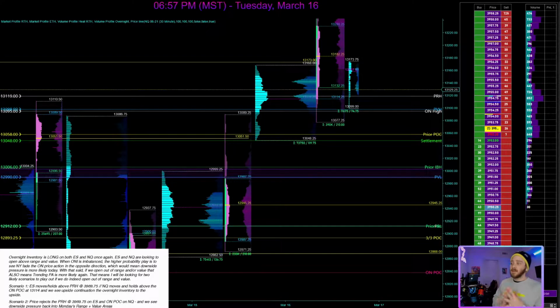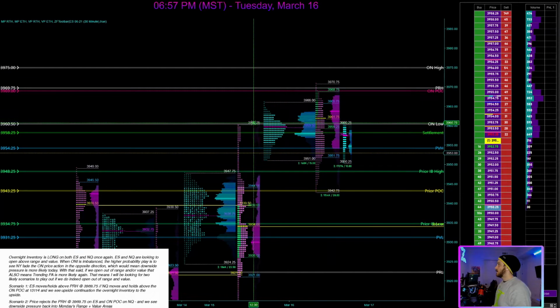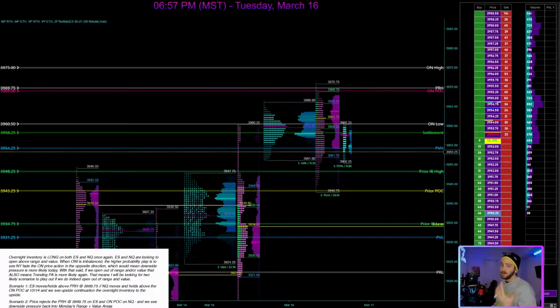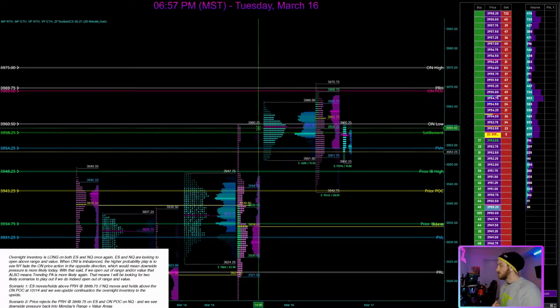So that means that I was looking for two likely scenarios to play out if we did indeed open out of range and value. Scenario 1, ES moves and holds above the prior range high at 39.6975, or if you were using the June contract, the prior range high at 39.6025. That would have been the line in the sand. Same thing, prior range high on both charts, very important.